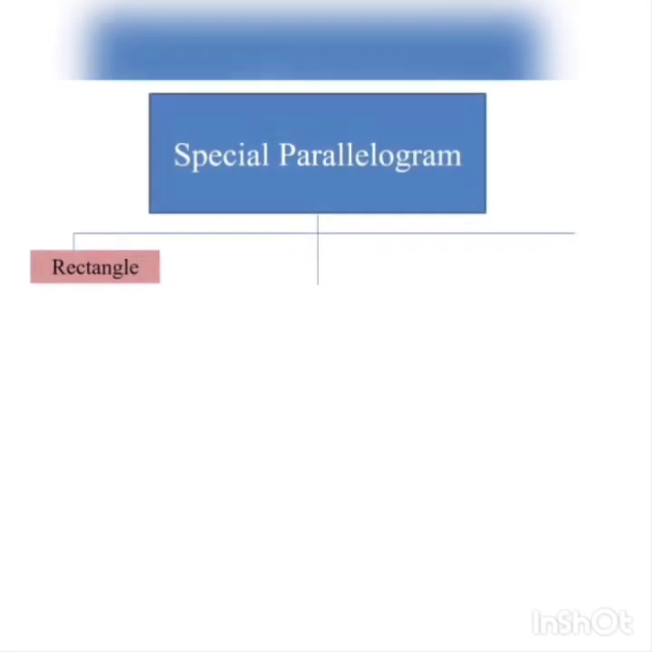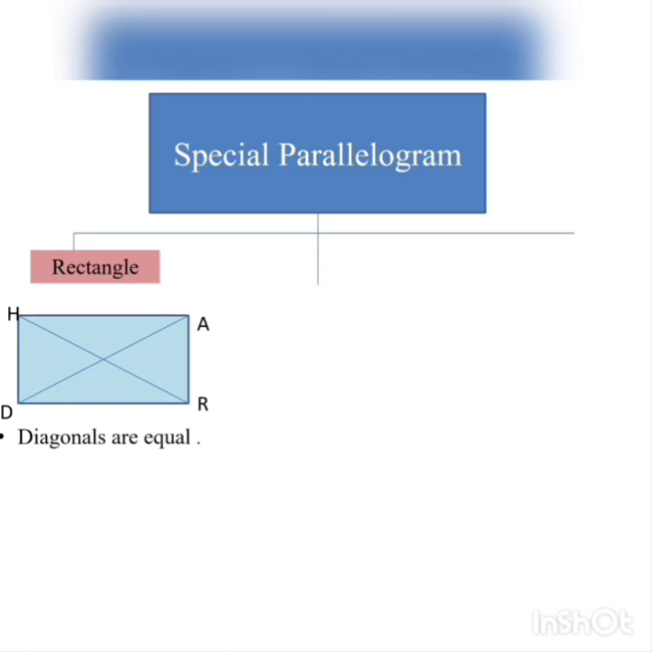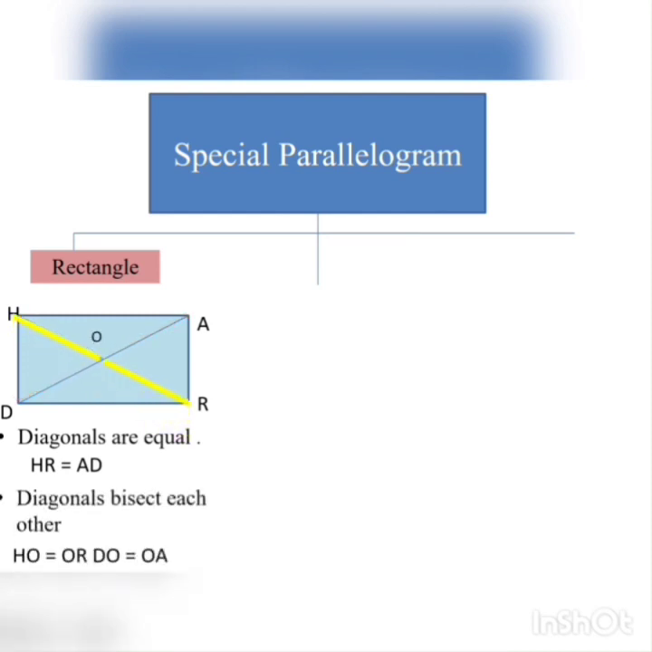Let us discuss some special parallelograms. The first parallelogram is the rectangle. Consider a rectangle HARD. Here diagonals are equal. That means HR is equal to AD, and diagonals bisect each other. So HO is equal to OR and DO is equal to OA.